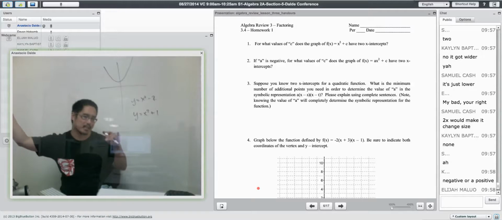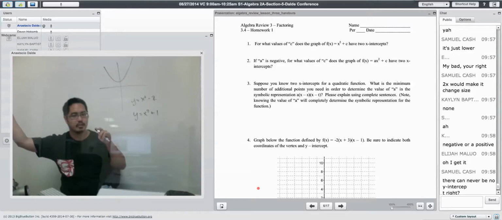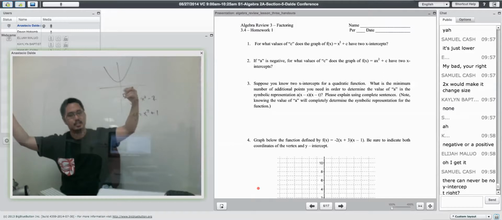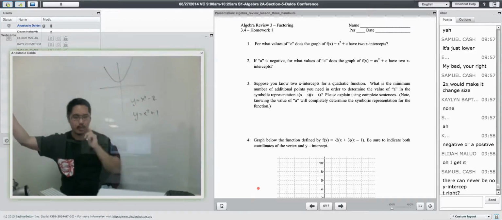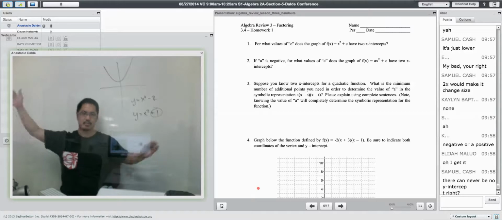Kaylin, what are you asking, negative or positive? I'm not sure which. Oh, okay, I see. There can never be no y-intercept, right? You're absolutely right. I'll never have a parabola, a function, that never crosses the y-axis. I could, however, have a parabola that crosses the x-axis twice, none, or once. Can you figure out what I need to do to C to make it cross once?